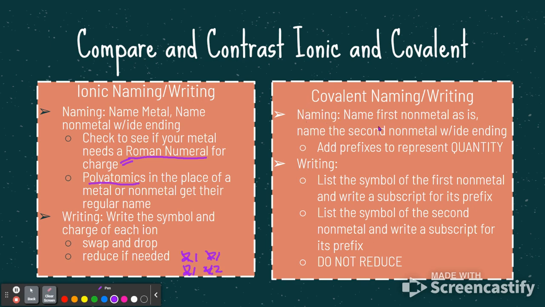Covalent naming. You name those first nonmetals as they are. Name the second nonmetal, stick an IDE. Notice that IDE, once again, that IDE on that second nonmetal never changes. It's always going to have the IDE ending, okay? And then the big difference here is that we're going to add our prefixes in, and that will represent quantity. Because we don't have them in ion form, we cannot swap and drop, so we heavily rely on the prefixes in order to represent how many we're supposed to have, because it's not as easy to put those together like that.